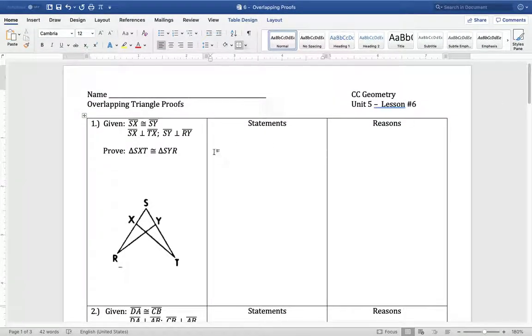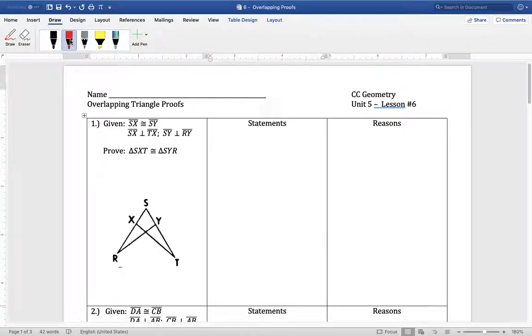So we'll start with this first one here. And if you look at the triangles we're trying to get congruent, we have SXT and SYR. So they overlap in this kind of top diamond looking shape here. And we're trying to get them congruent, so it may be easier to have them drawn separately like I mentioned before. So I'll do that here.